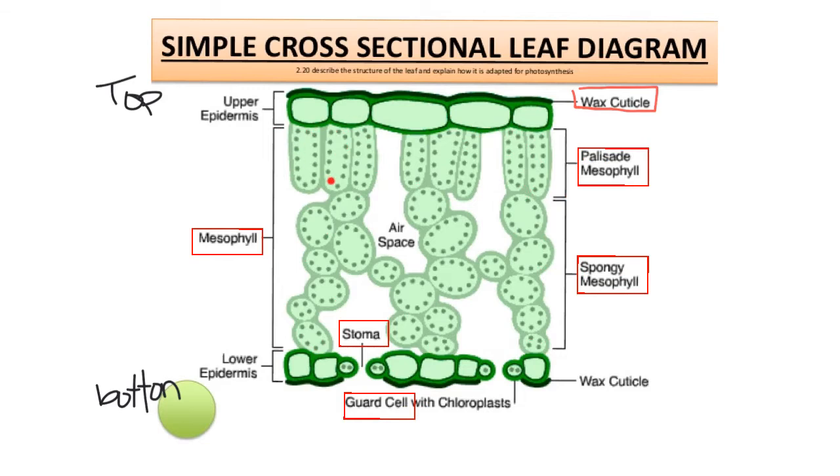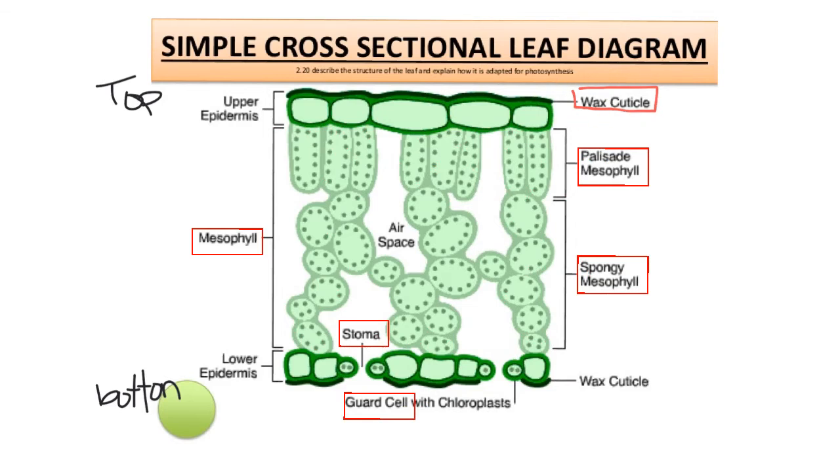So they're arranged in these sort of columns, whereas the spongy mesophyll is loosely packed with larger spaces of air in between them. So this is where photosynthesis is going to be occurring. We also have our waxy cuticle.